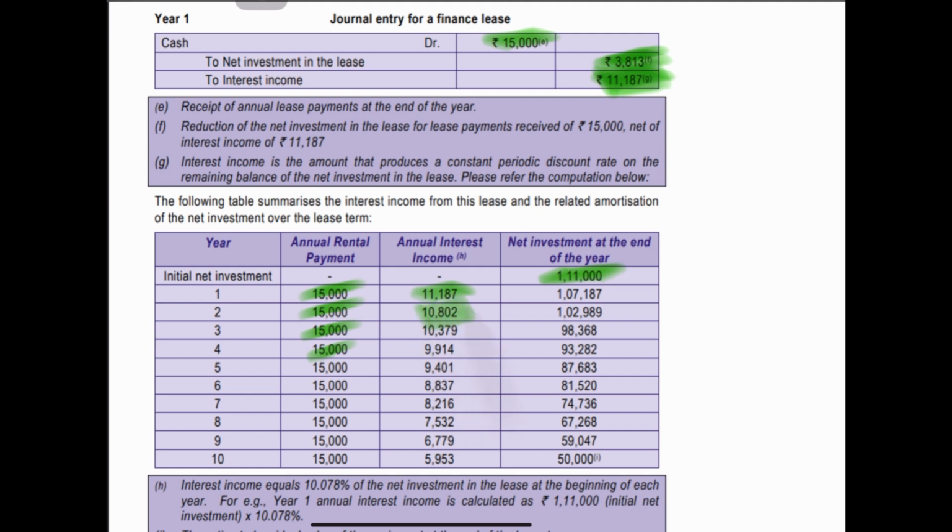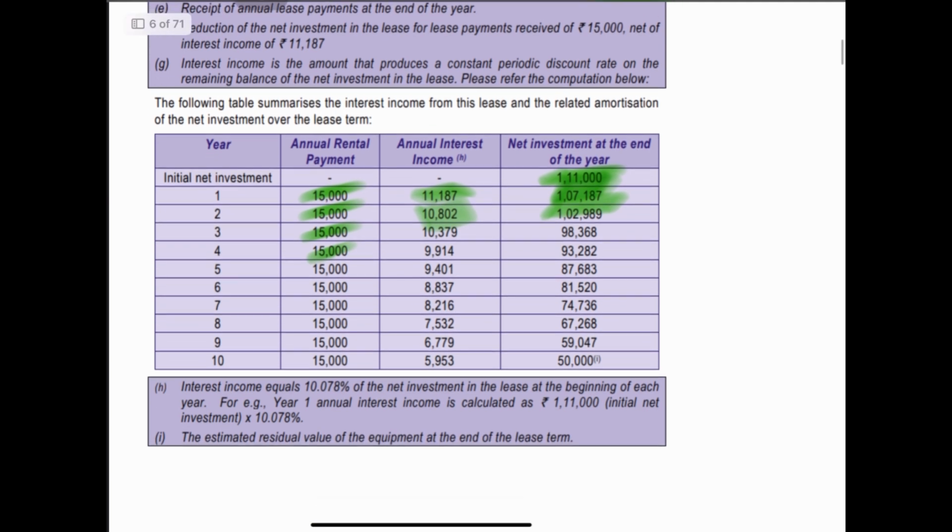The second year interest income is 10,802, which is on 1,07,187. If you calculate 10.087%, you will get this. Like that, every year you have to calculate the interest, and you credit the interest income by that amount every year. And the net investment in lease is getting reduced like this: your opening balance minus your payment plus your interest gives the closing balance, and the closing balance minus opening balance is the reduction of net investment in lease. So this is how we have to make entries every year.